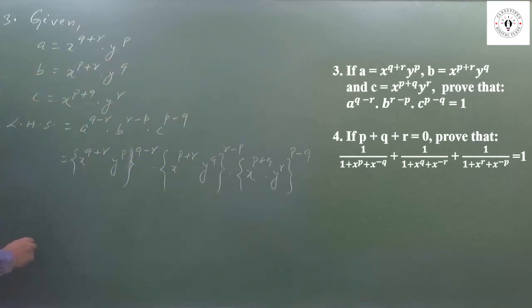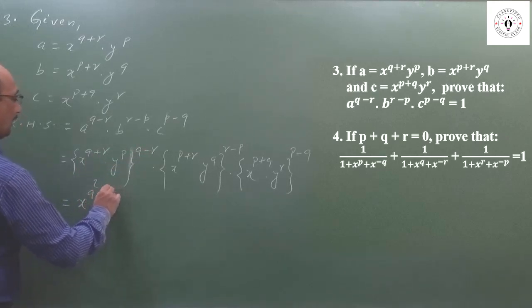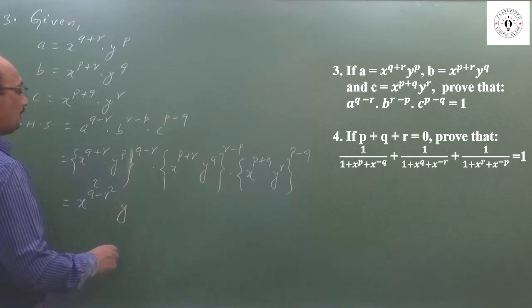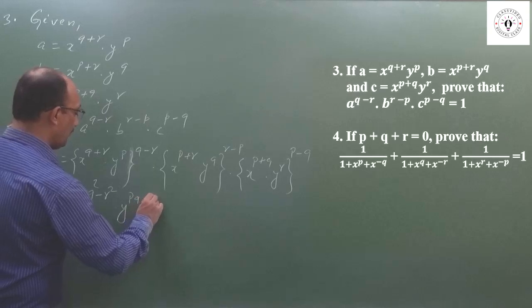You know that if there is double power, then power is multiplied. So x to the power q plus r into q minus r. This is in the form of a plus b into a minus b, which equals a square minus b square. So what shall we write? q square minus r square. And here, double power, then power is multiplied: pq minus pr.